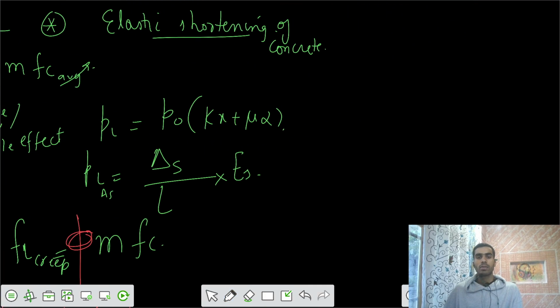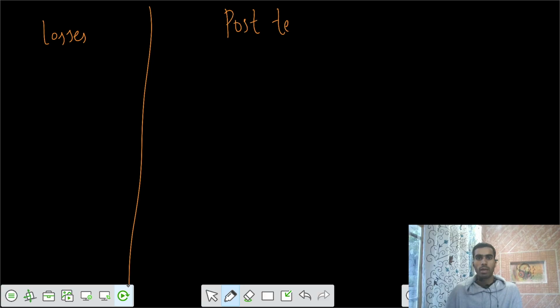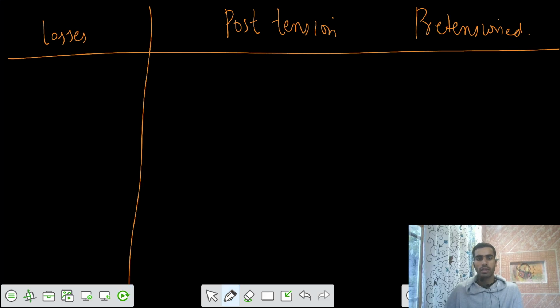Now let's finalize which loss is happening in which kind of beam. So I would write the losses on this side, and on this side, if it is happening in post tension, I would put a tick; if that is not true, I would write false. Post tension, pre-tension. Let's take the first case, elastic shortening.